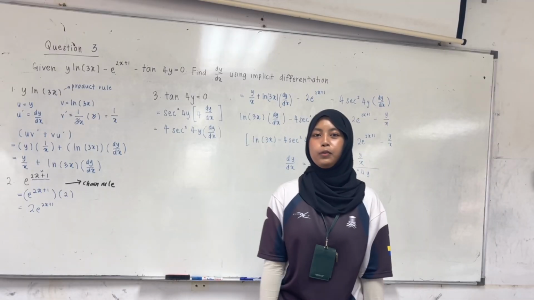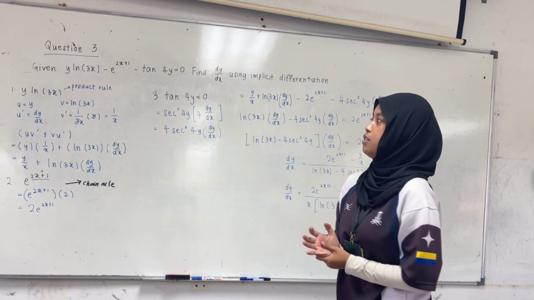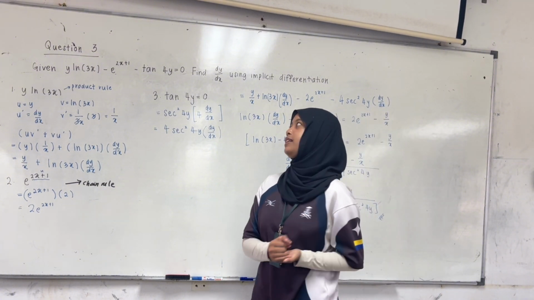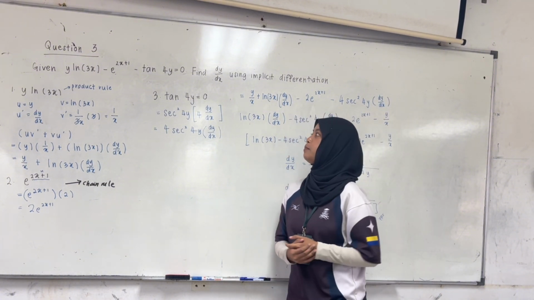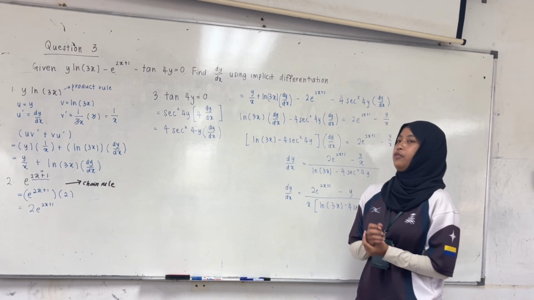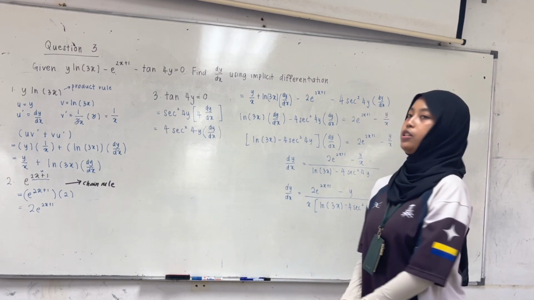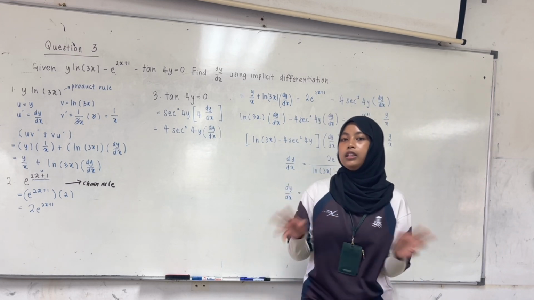Okay, hi, so I will continue for question number 3. Here we are given y ln 3x minus e to the power of 2x plus 1 minus tan 4y equal to 0. Find dy over dx using implicit differentiation.